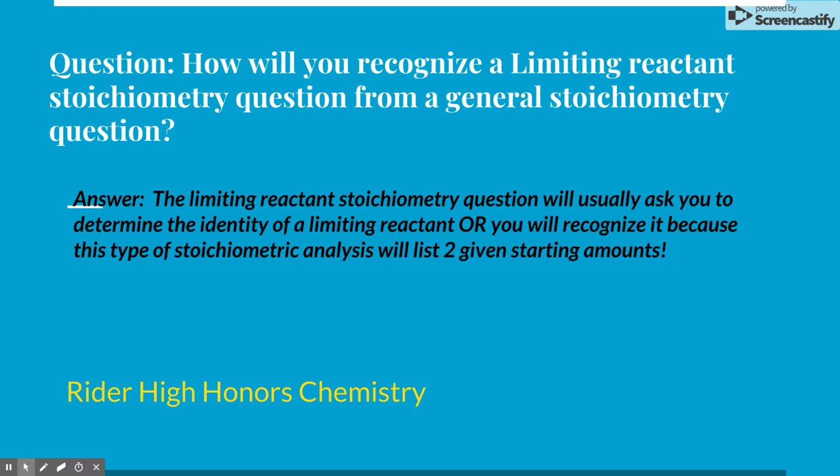If I don't actually ask you what the limiting reactant is, you can recognize a limiting reactant stoichiometry question because this kind of stoichiometric analysis always lists two given starting amounts for the reactants. So you'll have two given amounts, and that pretty much tips you off that it's limiting reactant. Anytime you have two givens, that's a limiting reactant stoichiometry question.